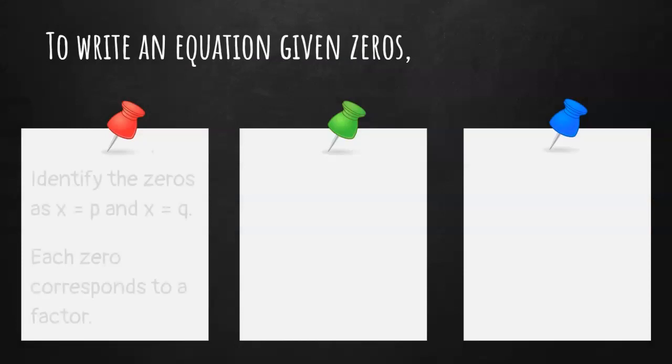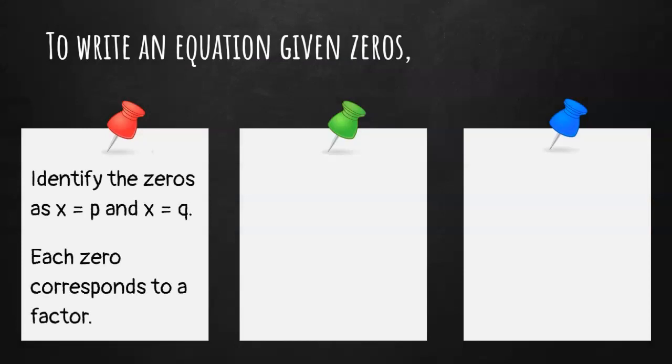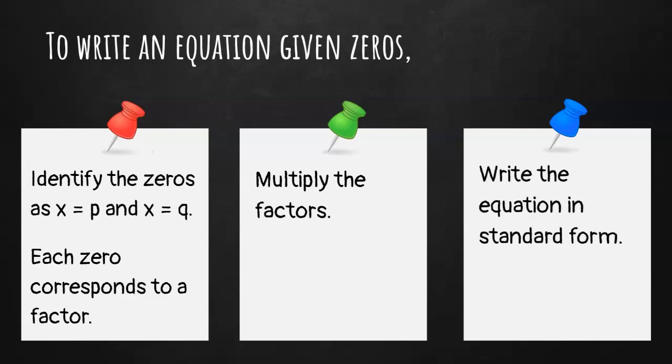Now to write an equation given zeros, we want to identify the zeros as x is equal to your number and x is equal to your number. I just wrote P and Q for the sake of having variables. Each zero corresponds to a factor. After you identify the zeros, go ahead and multiply the factors, and then write your equation in standard form.